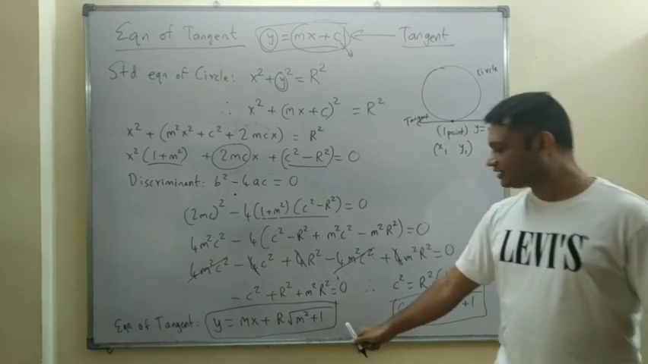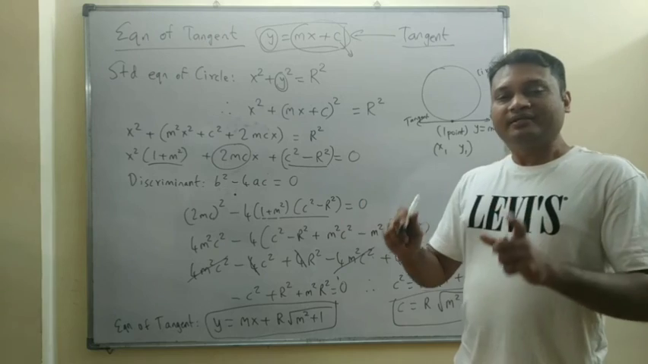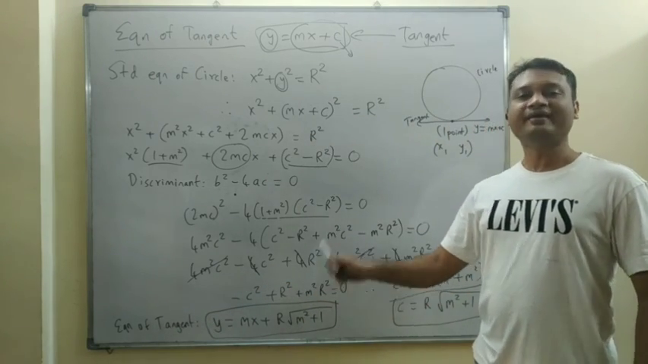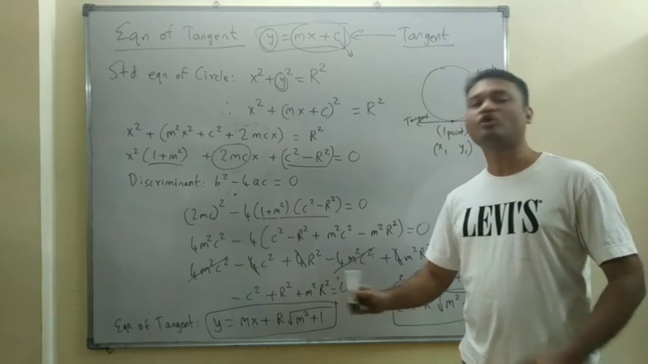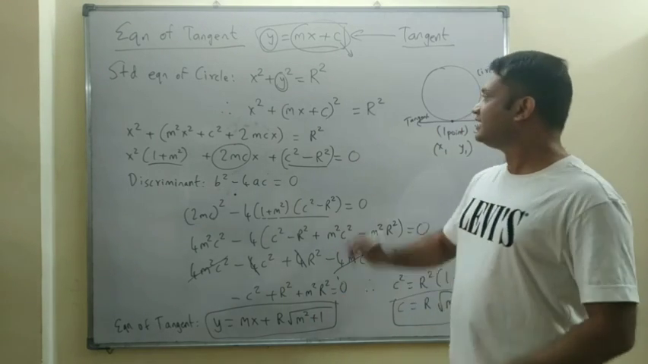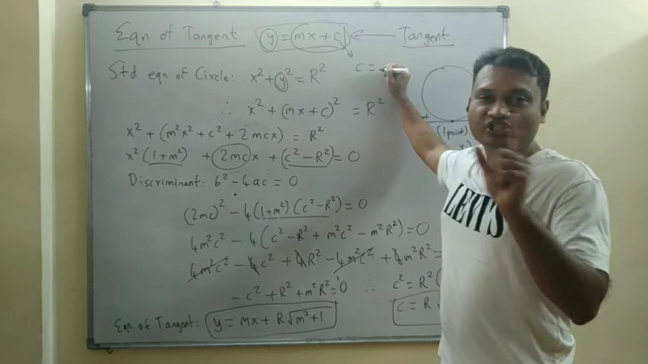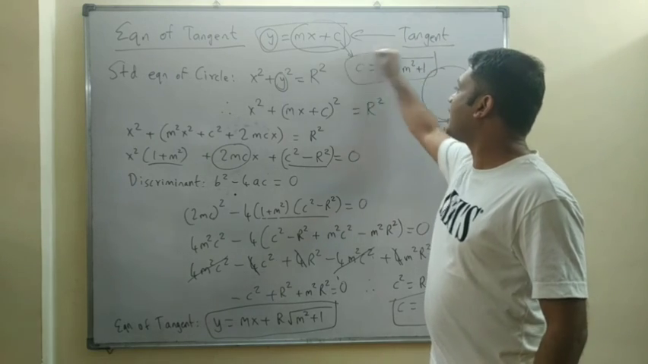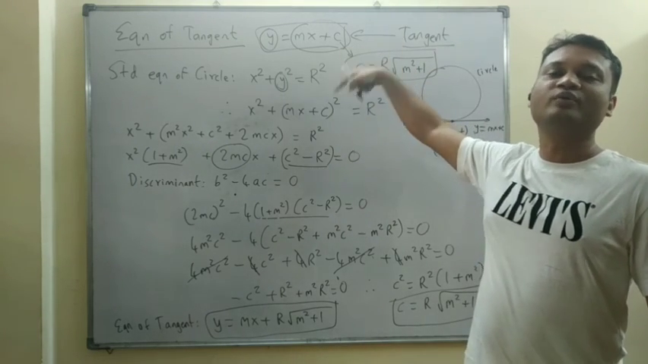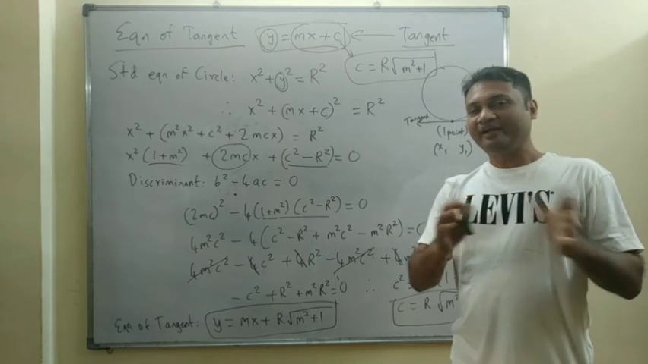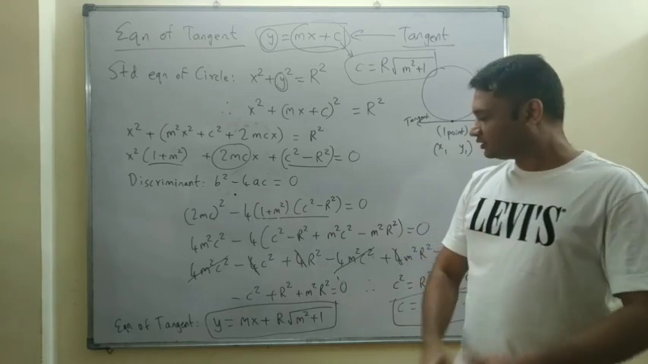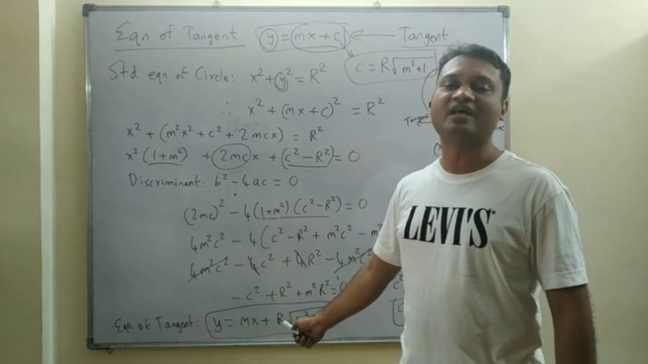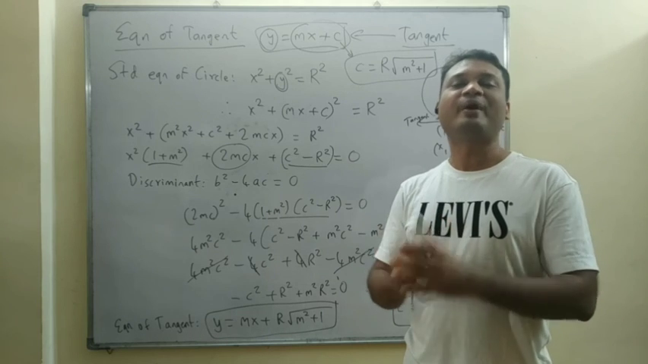So this is the equation of tangent to a circle in standard form: y is mx plus r root of m square plus 1. We can say the value of c for the standard equation of circle comes out to be r root of m square plus 1 for getting the equation of tangent to a circle in standard form. So finally, the equation of tangent to a circle in standard form is y is mx plus r square root of m square plus 1.